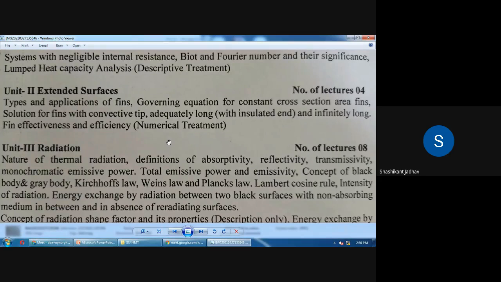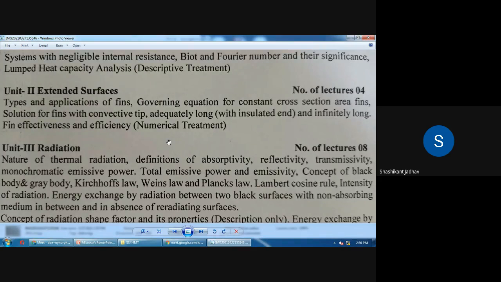Okay, so what is the title of unit number 2? That is extended surfaces. In this topic we have to cover the different types of the extended surfaces, then what are the applications of the fins. Extended surfaces is nothing but fins. So we have to discuss what are the different types of these extended surfaces and what are the applications of the fins.